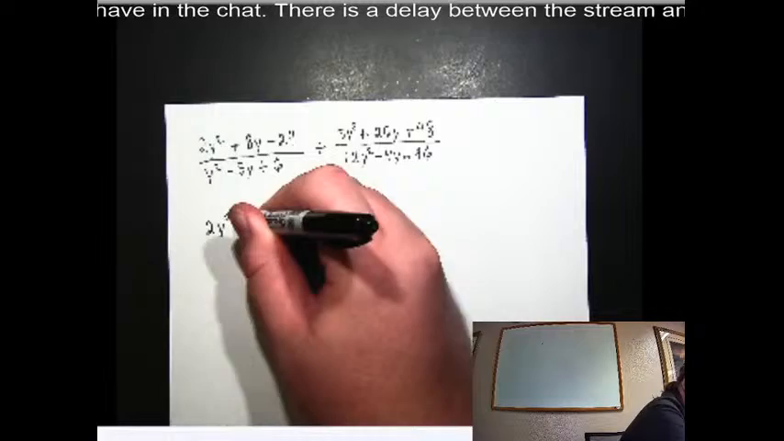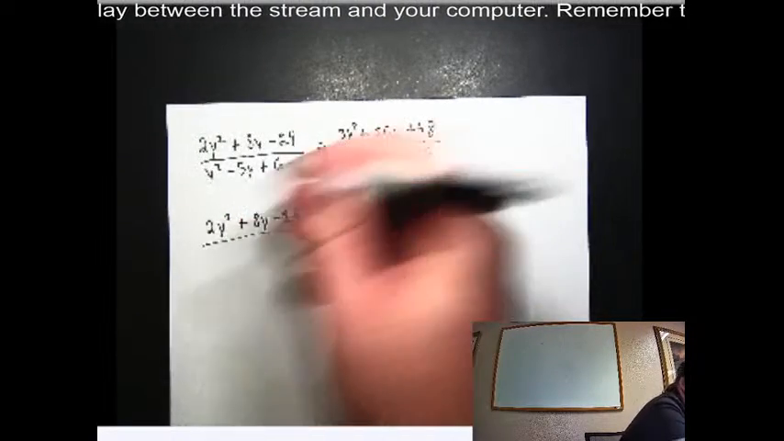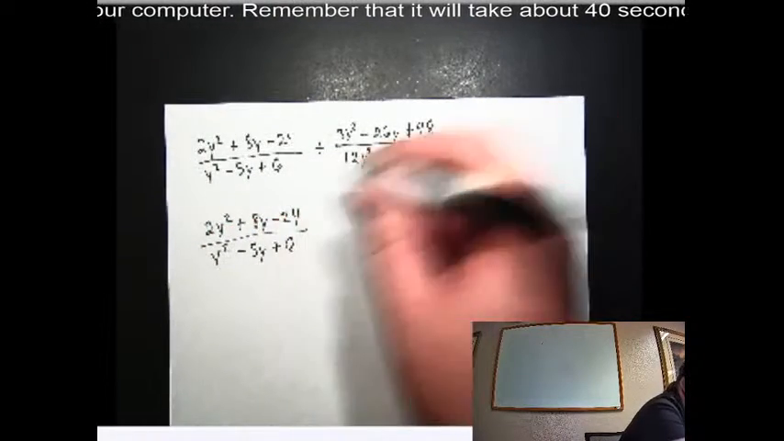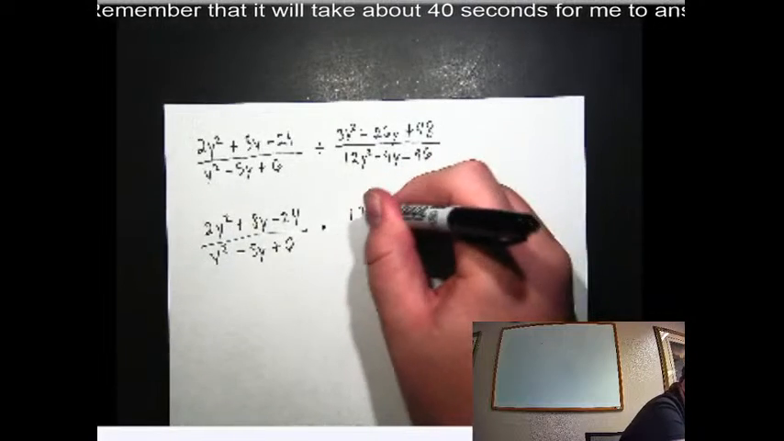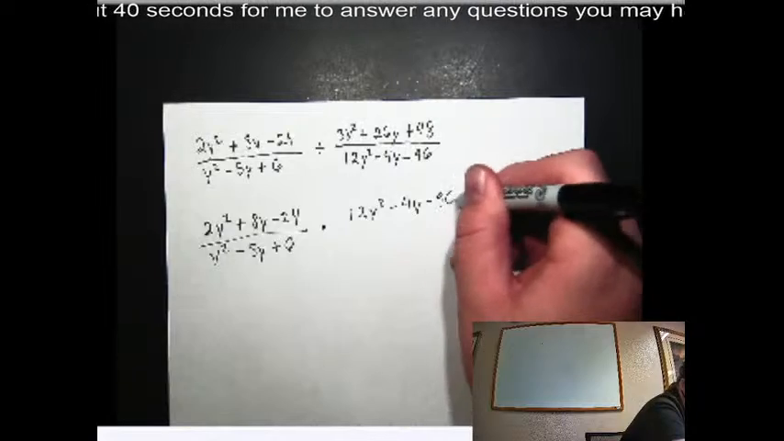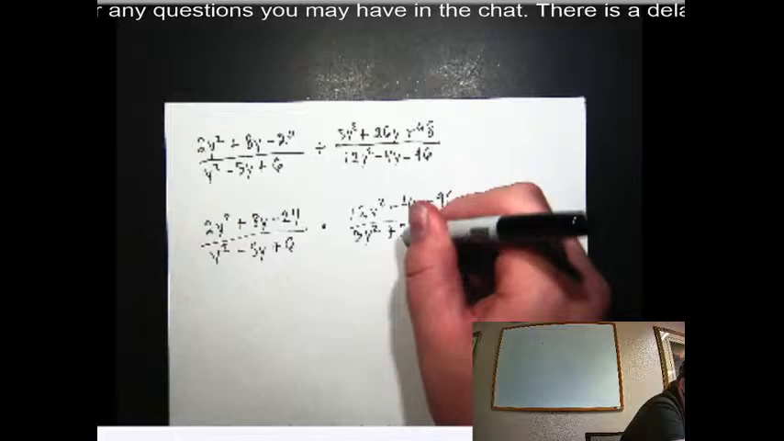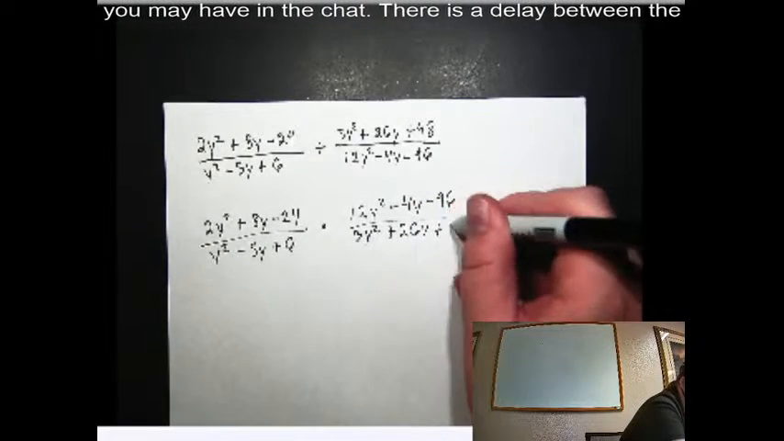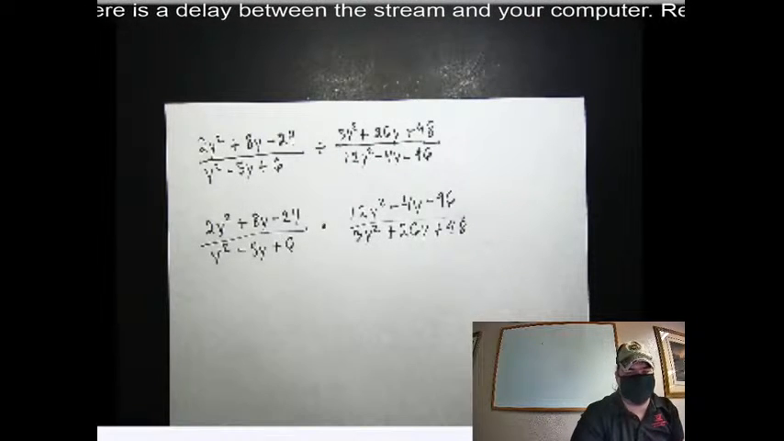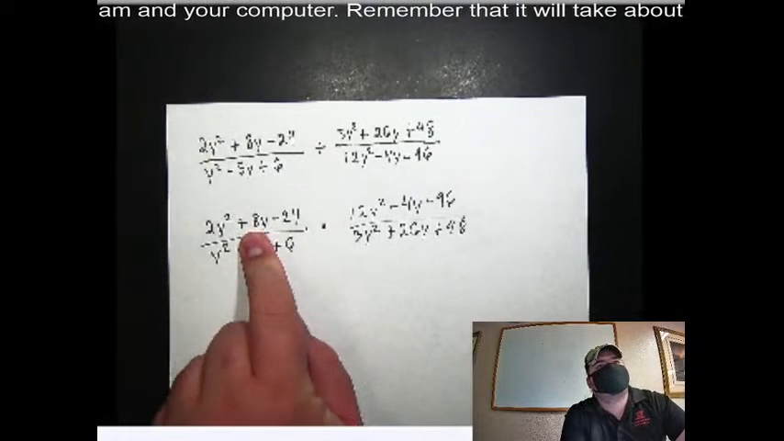So 2y squared plus 8y minus 24 over y squared minus 5y plus 6, now times 12y squared minus 4y minus 96 all over 3y squared plus 26y plus 48. Oof. Okay, now we can start factoring things. Let's just start with this one.